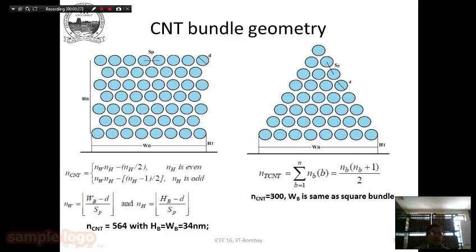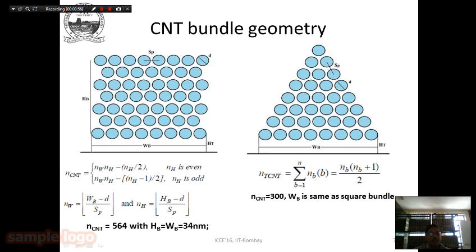The number of CNTs in the bundle can be computed as shown, where we can derive the equations using the number of CNTs along the width and the number of CNTs along the height. So the total number of CNTs in the square bundle was found to be around 564 CNTs, where we take HB equal to WB equal to 34 nanometers, which is the optimal dimension at the 20 nanometer technology node.